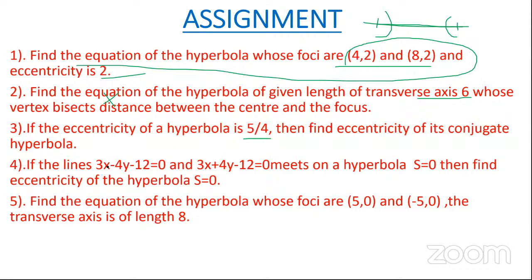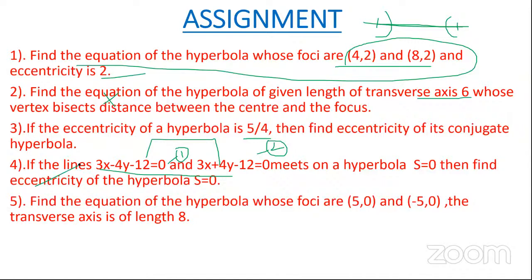Okay, next, these two lines, 3x minus 4y minus 12 equal to 0 and 3x plus 4y minus 12 equal to 0, meet on a hyperbola S equal to 0. Then find the eccentricity of the hyperbola. This is equation number 1, this is equation number 2. These two lines meet on the hyperbola, which means the point of intersection of these two lines lies on the hyperbola. You will get a point, and then you will get one hyperbola equation. Then you will easily find the eccentricity of that equation.